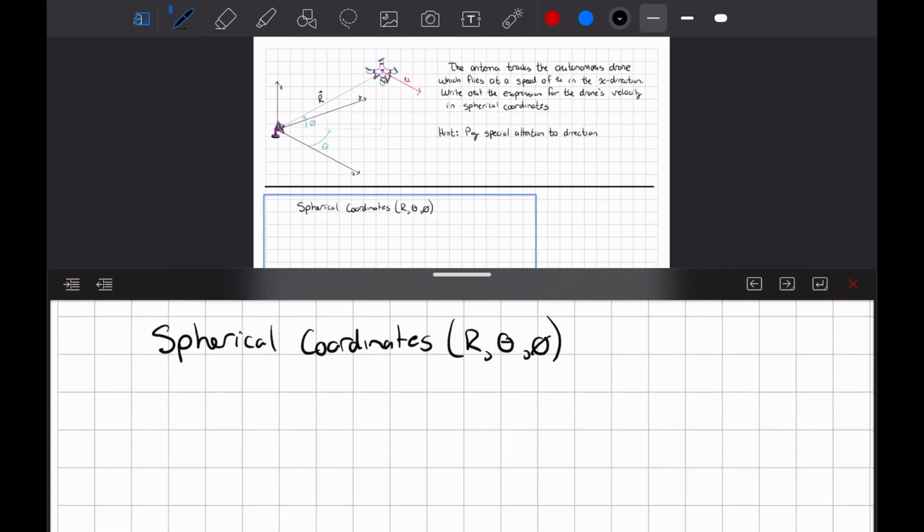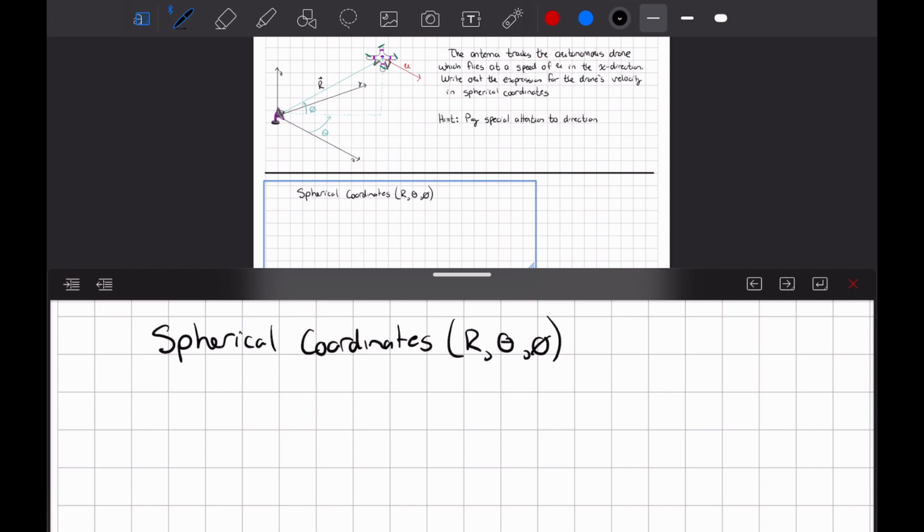Okay? So how do we want to approach this? This problem just boils down to, are you comfortable with vector decomposition? We are given u, which is in rectangular coordinates x, y, and z. In this case, it's purely in the x direction. And we want to decompose it into r, theta, and phi. The way that we're going to do this is with velocity triangles.